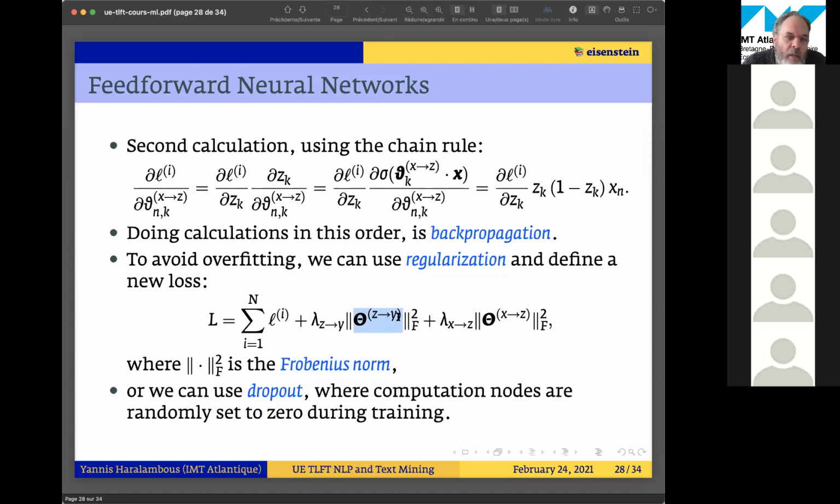There is another method which is more dynamic, called dropout, where we randomly set coefficients of a matrix to 0 during training. This is a way to introduce noise, and so we decrease variance because these zeros will mix up things, but we introduce bias.